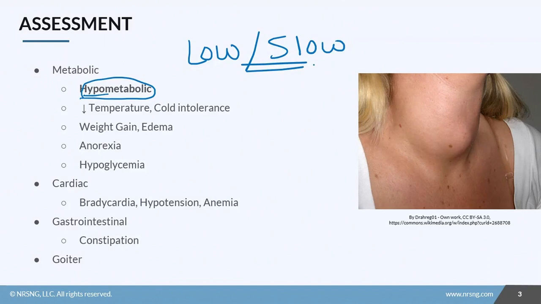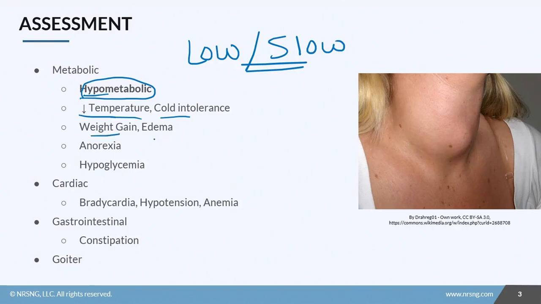It's like a sloth. Things are happening just very slowly, and that can cause a lot of problems for the patient. They could have a low temperature and cold intolerance. Think if you're already freezing and someone touches you with like a cold bottle of water, you're going to freak out, right? Now, since their metabolism is super slow, they're going to see some weight gain.